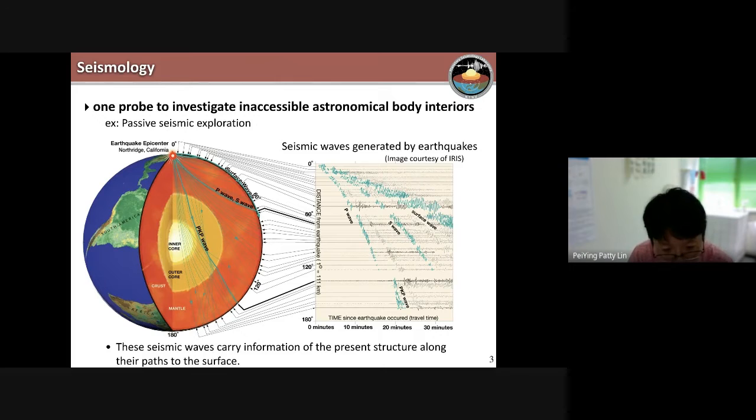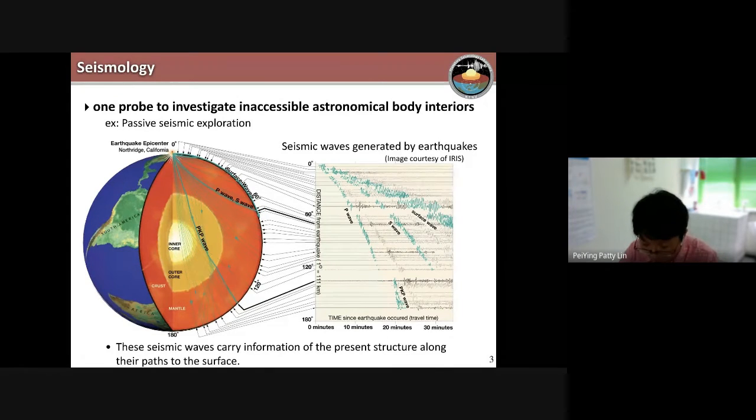When an earthquake happens here, the waves travel through the body of the Earth and are recorded at the seismic stations. Here is the time, and here is the distance from the earthquake. Each black line shows the recording at a station due to this event. These seismic waves carry the information of the structure along their path to the surface. For example, if an earthquake happens, the direct P wave and S wave sample the mantle, and we can know the mantle structure.